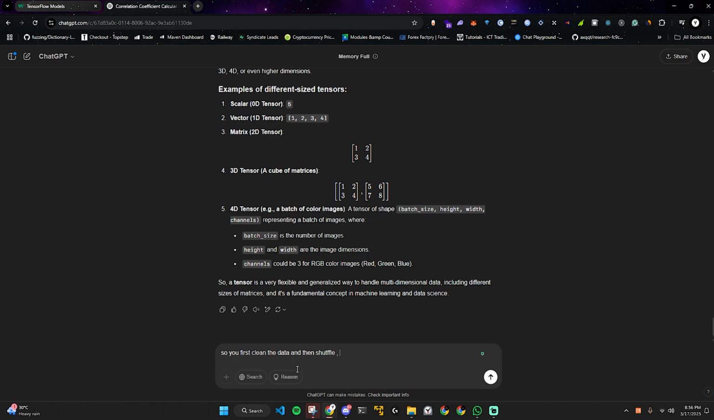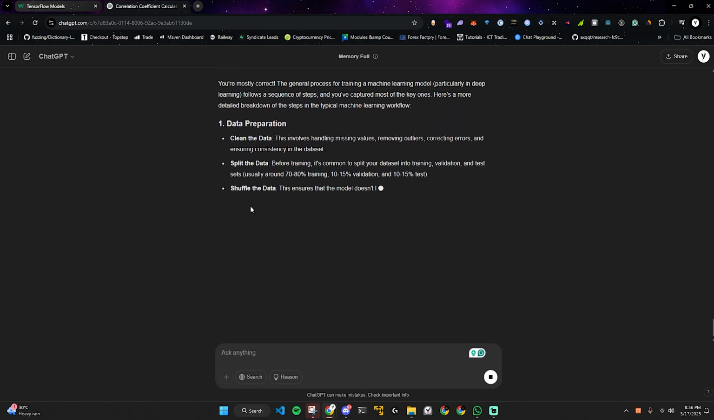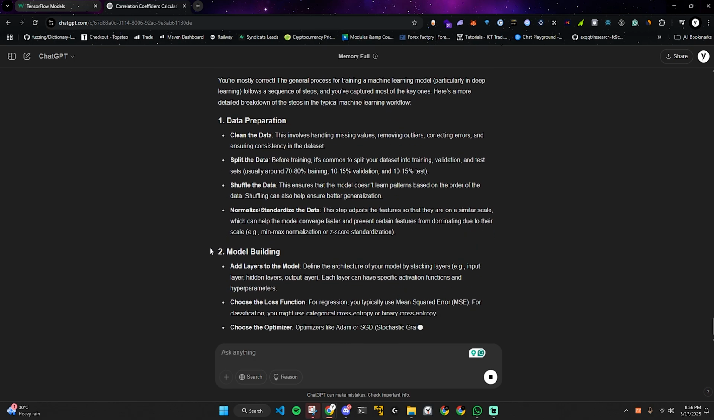So first it can be data and then normalize, compile, increase epochs to reduce the MSE, compile, add layers to a model, compile, increase epochs to reduce the MSE, normalize. Am I missing a few steps here? Mostly correct, right? Shuffle the data, normalize, standardize the data, so this is what I said.